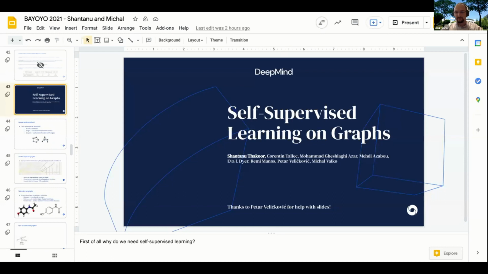There's one last question before I invite Shantanu for his part. The attendee is asking, how did you decide the probabilities of transformation you used? Were there transformation pairs that perform better than others? Can you give any information on that?